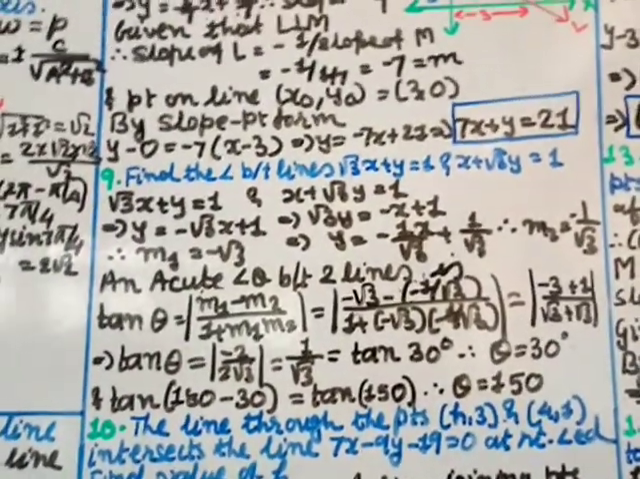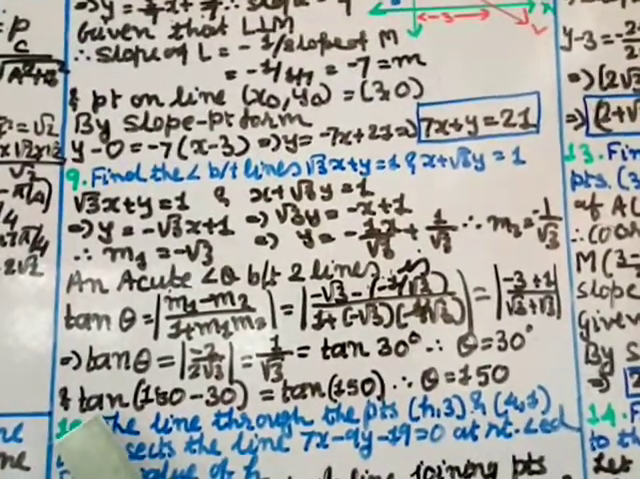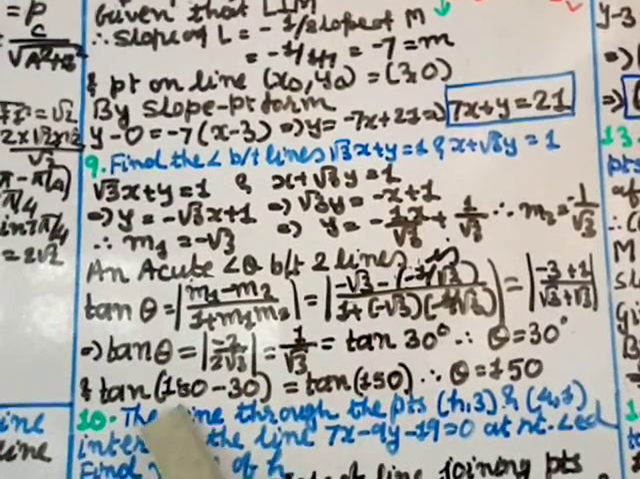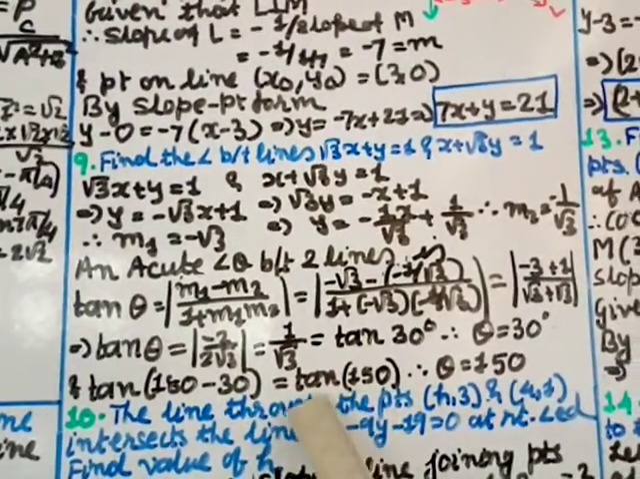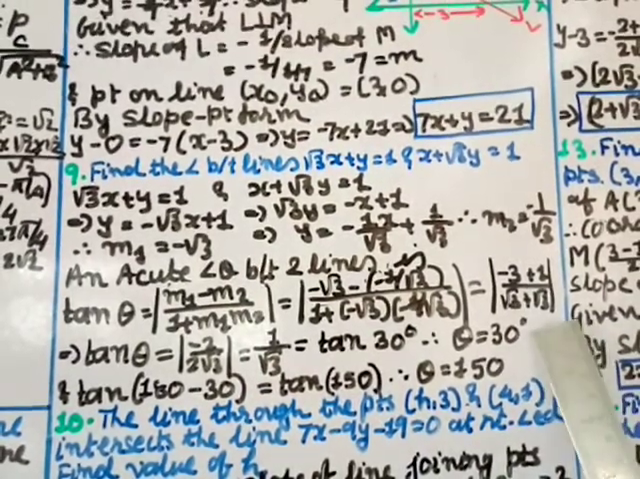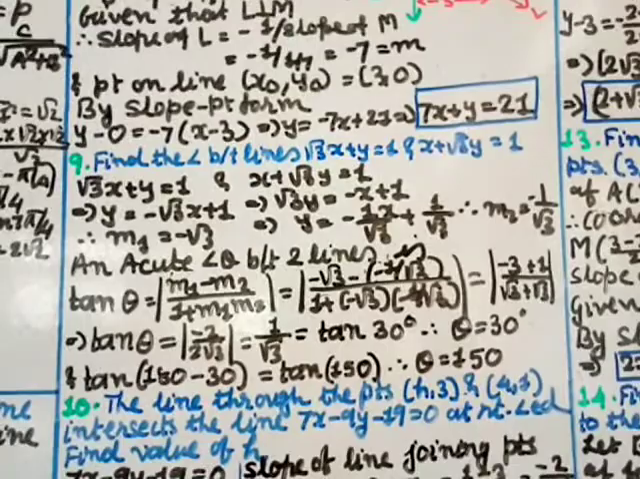Between the two lines you have got two angles, one obtuse and one acute. So let us find the second angle. The second angle will be 180 minus 30, which is 150. So theta is 150. So the angle between the lines is 30 and 150. Okay, so this is question number 9.